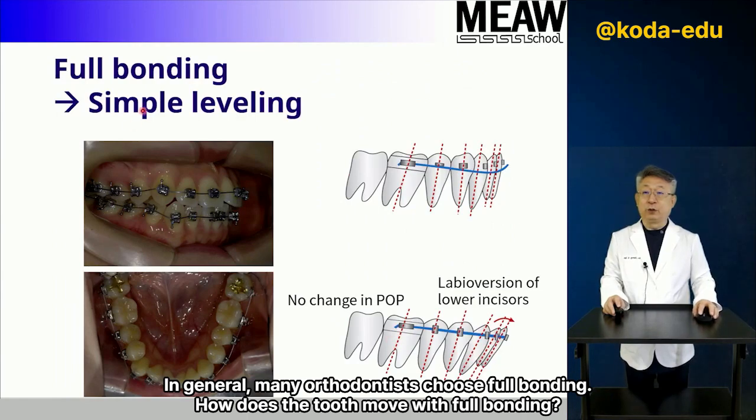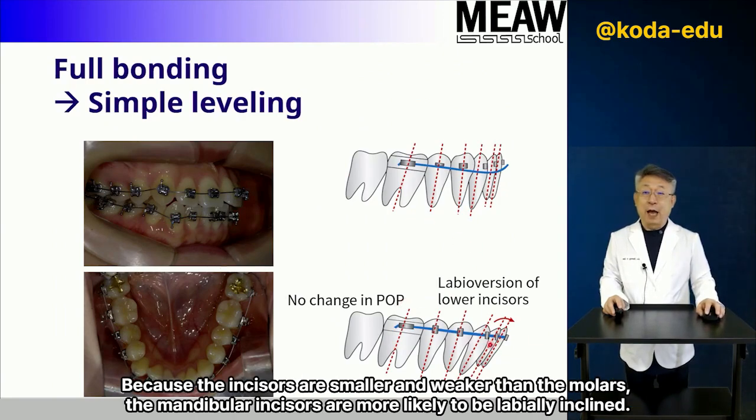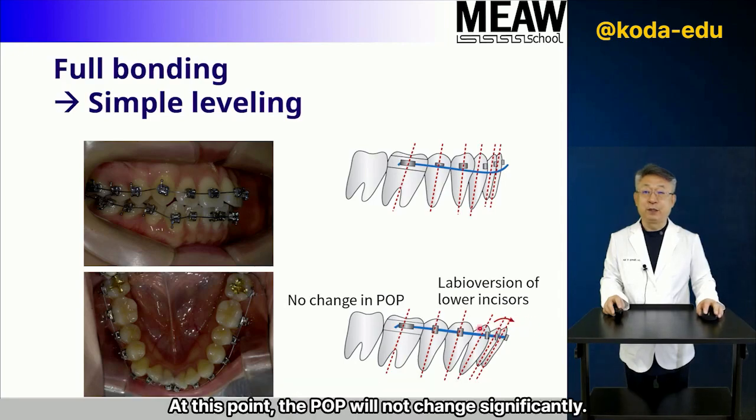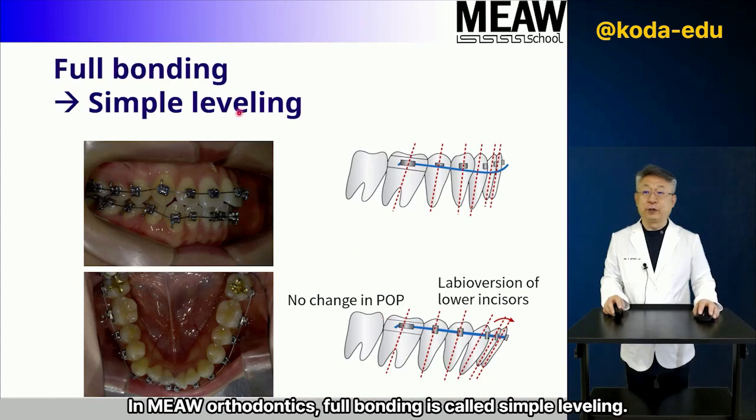In general, many orthodontists choose full bonding. How does the tooth move with full bonding? Because the incisors are smaller and weaker than the molars, the mandibular incisors are more likely to be labially inclined. At this point, the POP will not change significantly. In MEAW orthodontics, full bonding is called simple leveling.